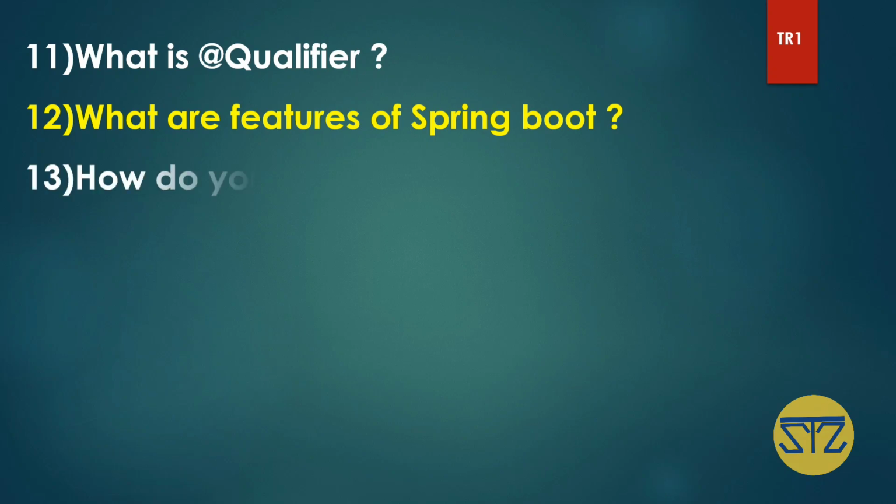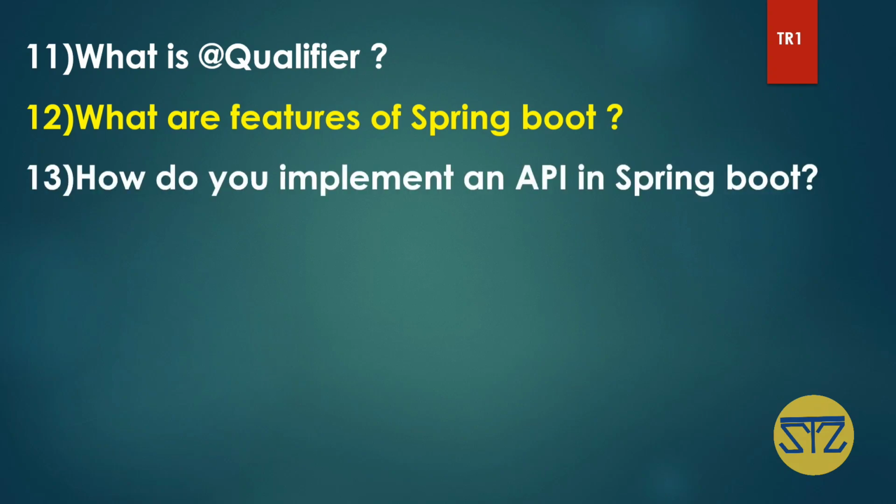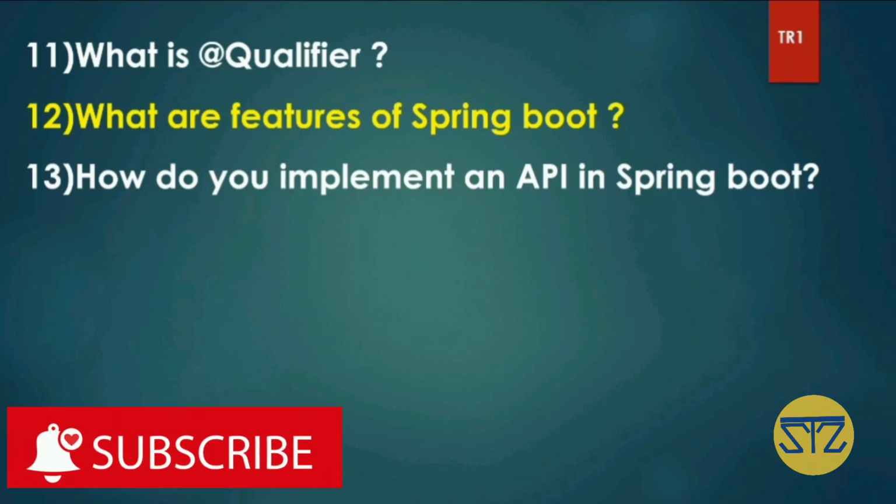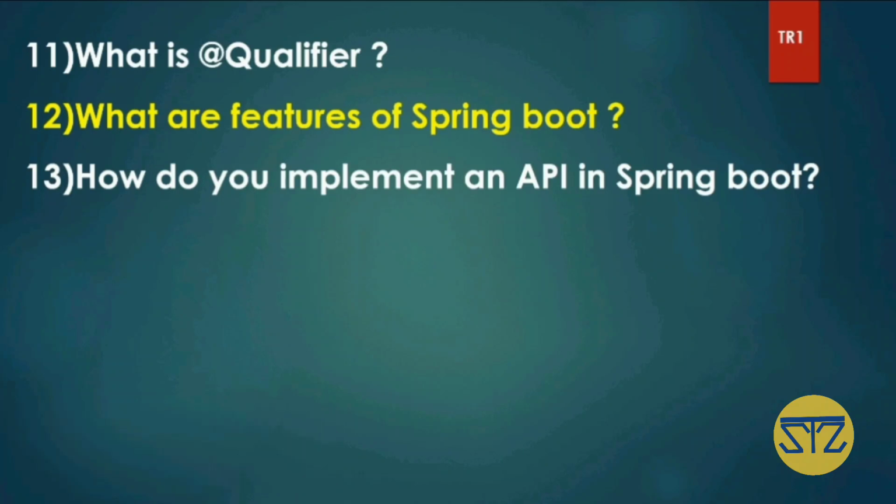Next question is how do you implement an API in Spring Boot? So to set up a new Spring Boot project, we will define all required dependencies in pom.xml, and we create controller, service, model and DAO layer. In controller, we define all REST API methods. In service layer, we write all business logic. And in model, we write all properties of the class like employee, customer. And in DAO layer, we query the data from the database.